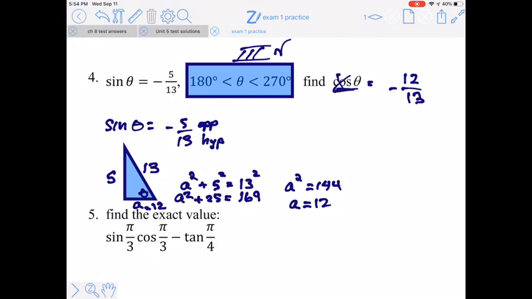For example, if I erase cosine and put tangent, what would change? It would be positive, right? Because we're in the third quadrant. Or if I said between 270 and 360, but I kept it as cosine, then it would be positive, because in the fourth quadrant, cosine is positive.